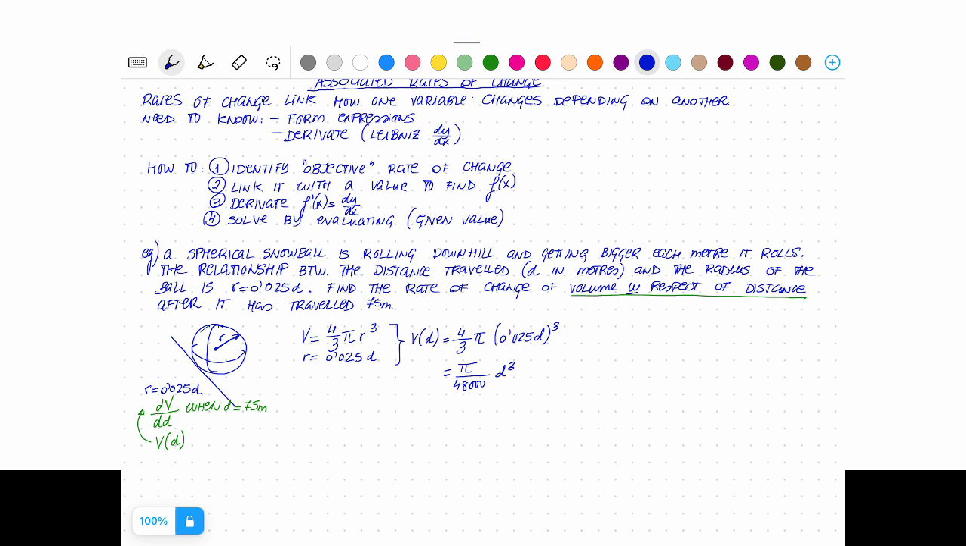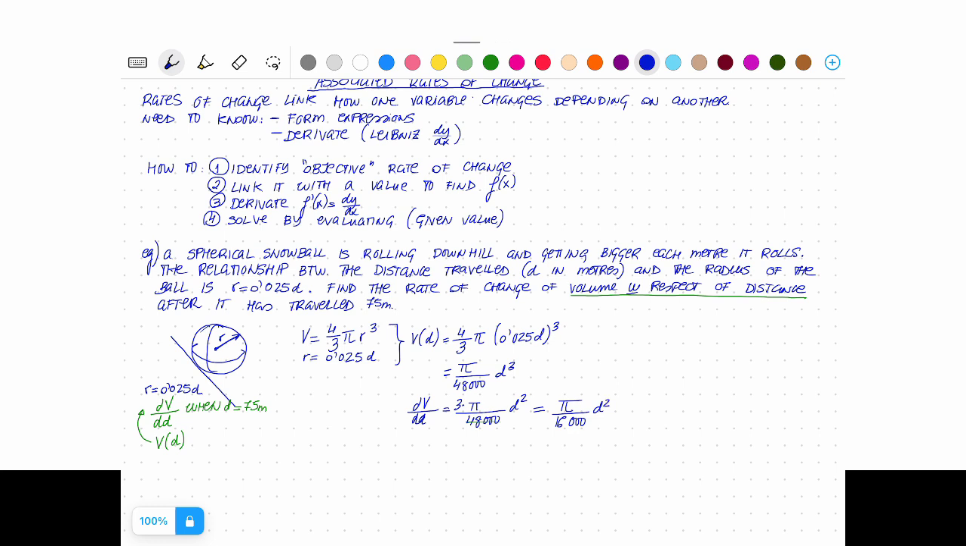And now I can derivate, which is what I wanted all along. I wanted my rate of change. So I've got my constant here, and then this is a polynomial, and then I'm just going to simplifying here. Let me tidy this up. So this is pi over 16,000 d squared.